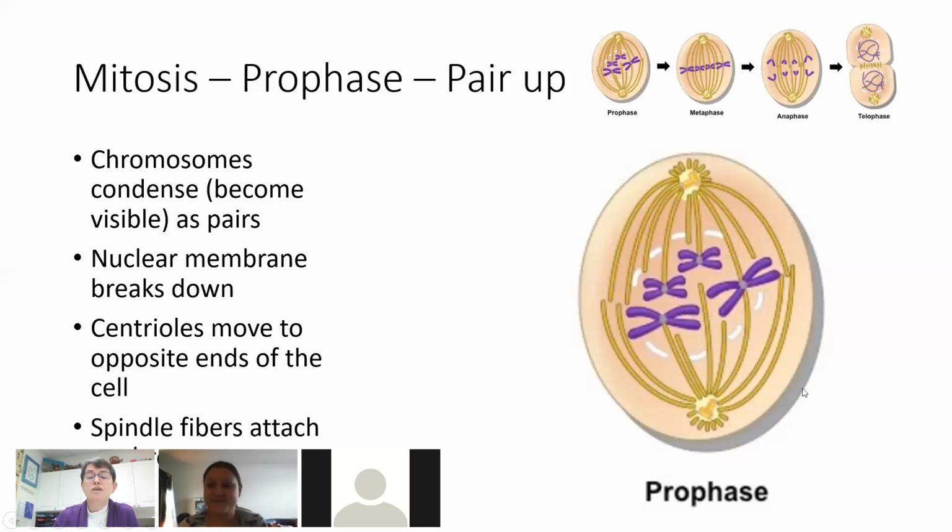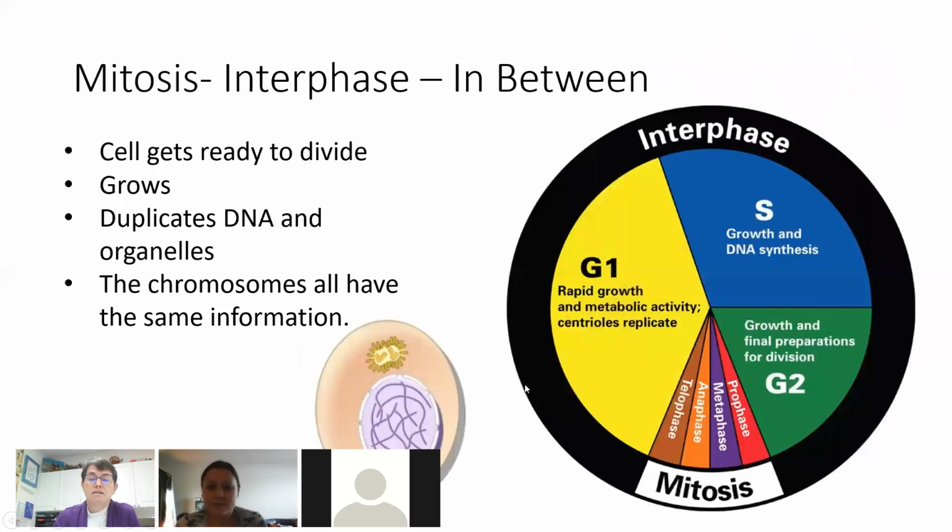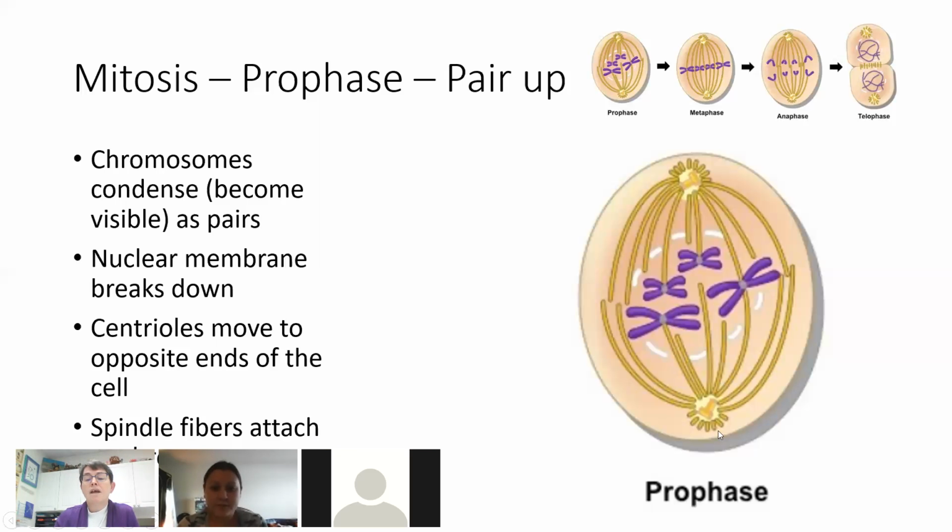All right. So the nuclear membrane breaks down. Those centrioles, they move to the opposite ends of the cell. Keep doing backwards on this. So these things are the centrioles. They move, and they produce these funky string things, and those are called spindle fibers. And the spindle fibers attach to the chromosomes. So that's prophase. They pair up.